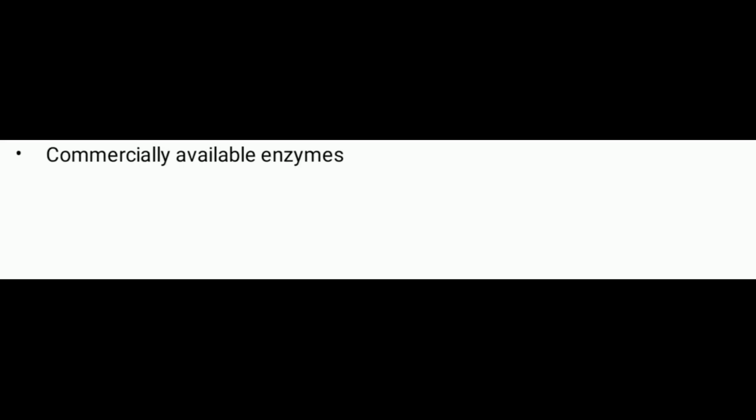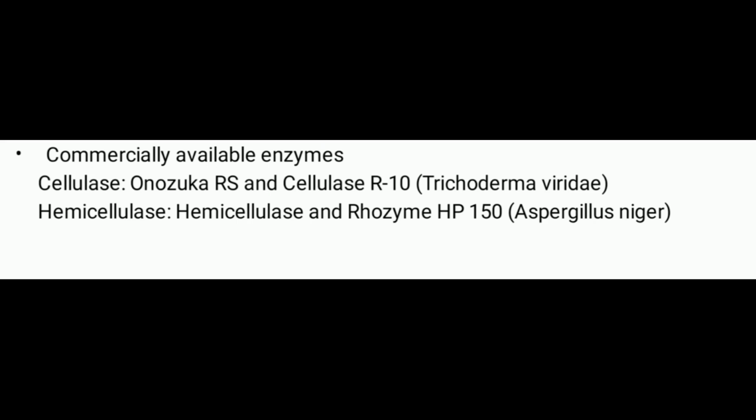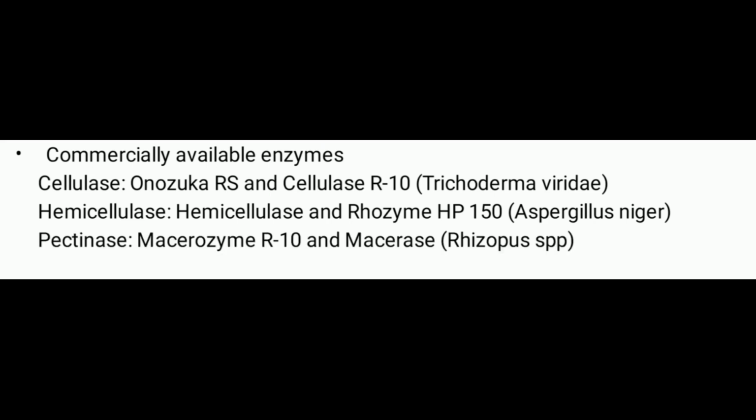Presently, many commercially available cell wall degrading enzymes exist. For cellulose degradation, there are cellulases with commercial brand names Onozuka RS and Cellulase R10, obtained from Trichoderma viride. For hemicellulose degradation, hemicellulase and Rozyme HP150 isolated from Aspergillus species are used, and for pectins, Macerozyme R10 and Macerase are used, isolated from Rhizopus species.